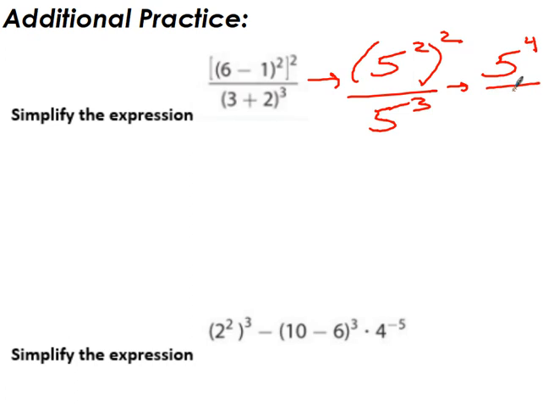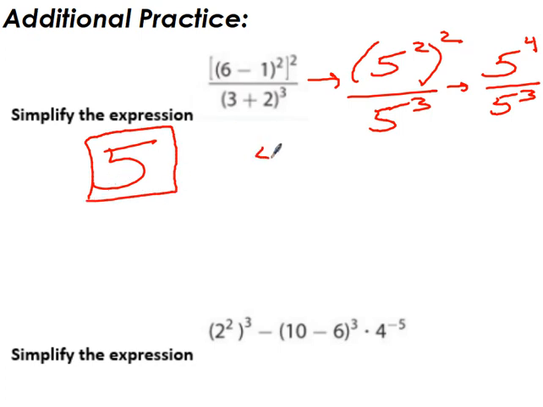That's 5 to the fourth power over 5 to the third power. 4 minus 3 is 1. So that's just 5 to the first power, which is just 5. Now if you wrote 5 to the power of 1, that's fine. This is still the same thing. There's just no reason to write to the power of 1. This is not necessary.